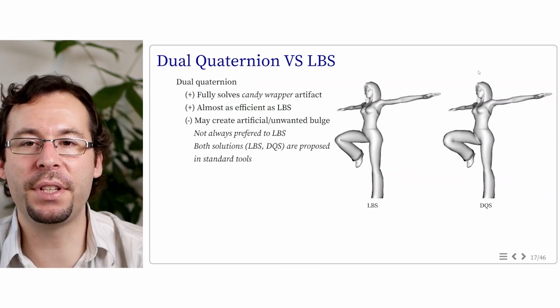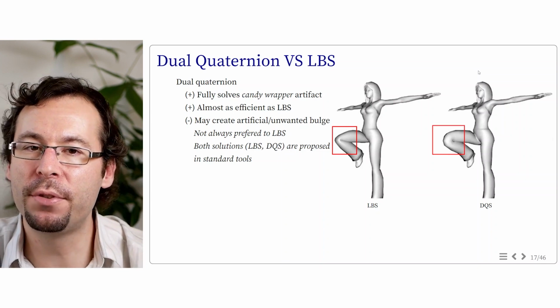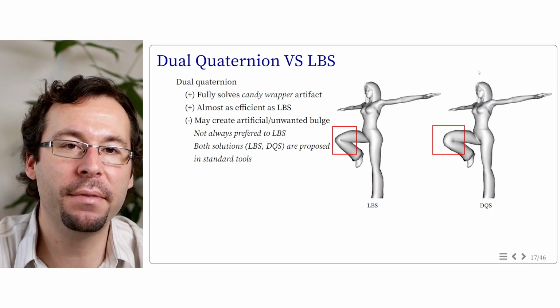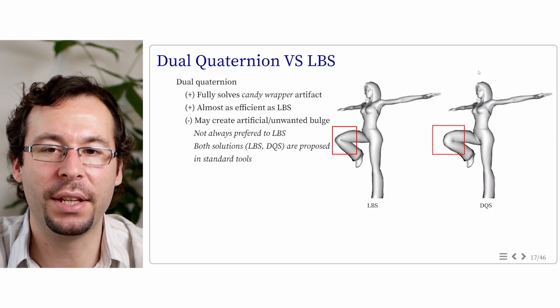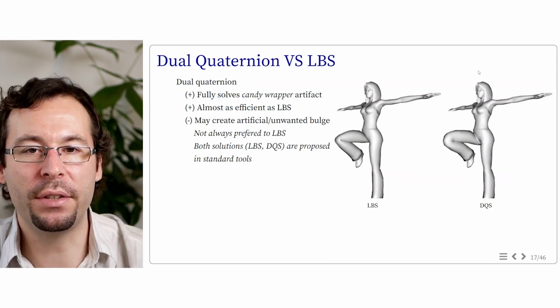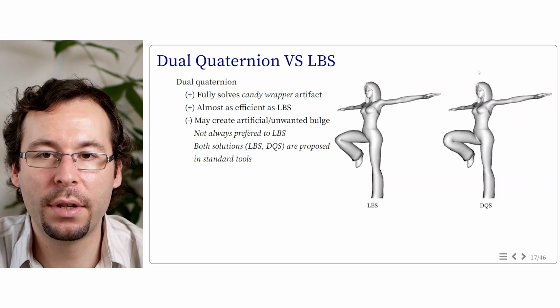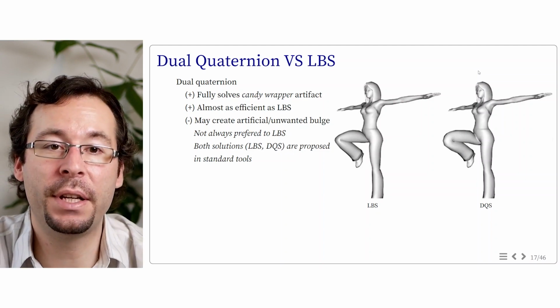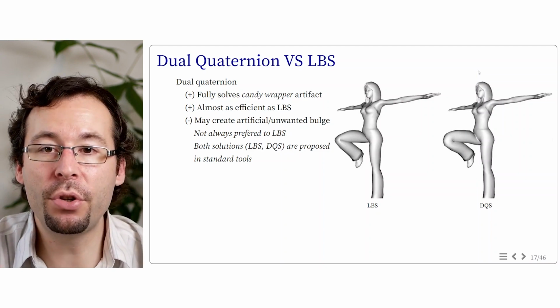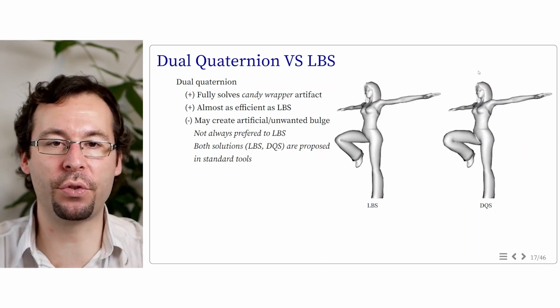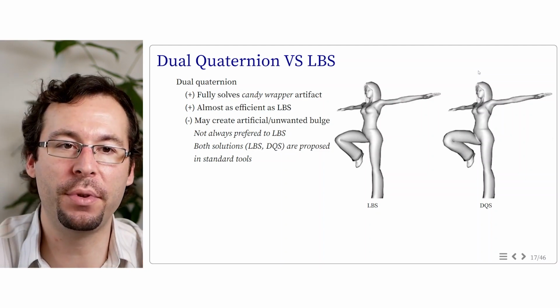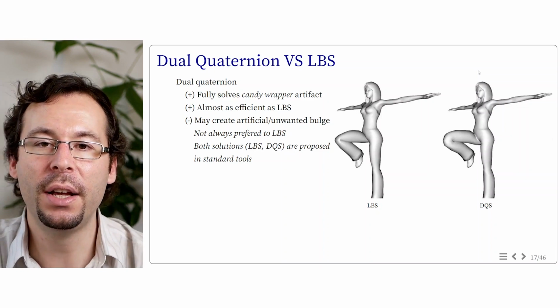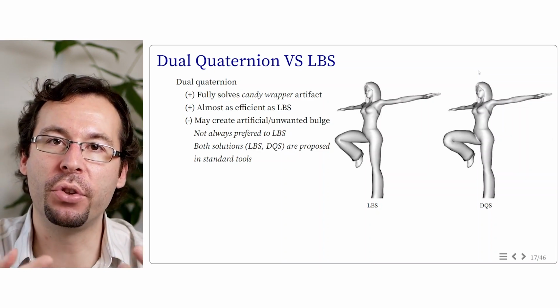In this character, for instance, the bending of the knee looks better with the linear blend skinning than with dual quaternion skinning. So as a result, dual quaternion skinning is not always better than linear blend skinning. So both solutions are actually proposed in standard tools, and artists can choose between linear blend skinning and dual quaternion skinning depending on the effect they want to achieve.